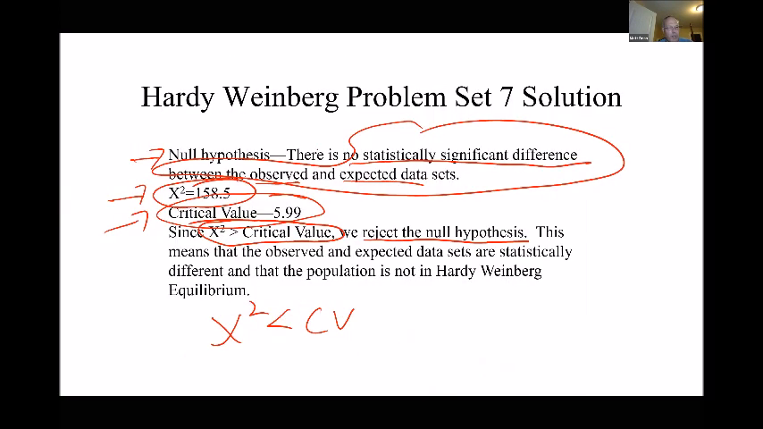But in our actual problem, our chi-square value was much greater than our critical value. That means we reject the null. And that tells us that because those two sets of data are so different, the population is not in Hardy-Weinberg equilibrium.